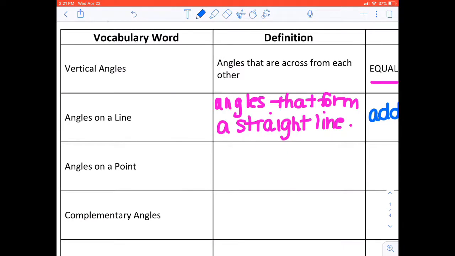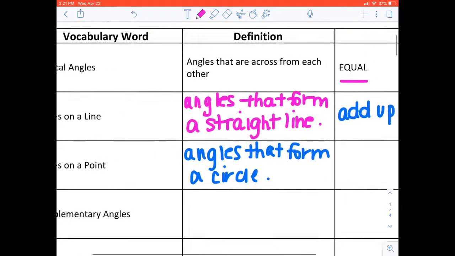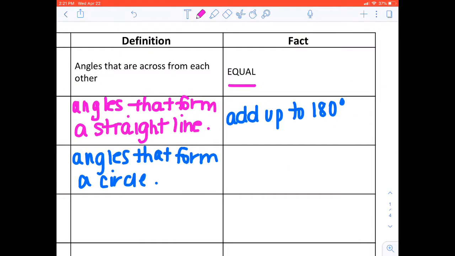All right, angles on a point. These are angles that form a circle. So angles that form a circle, circles are 360 degrees, so that means they add up to 360 degrees.